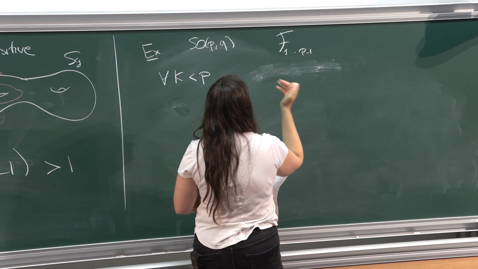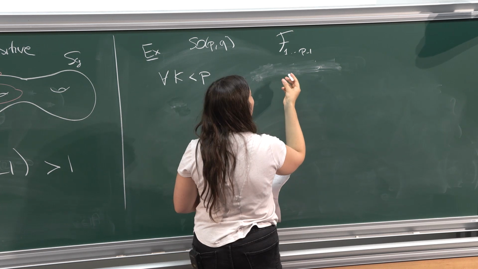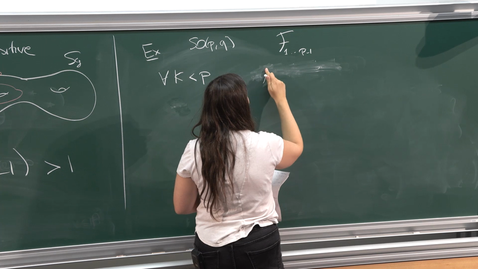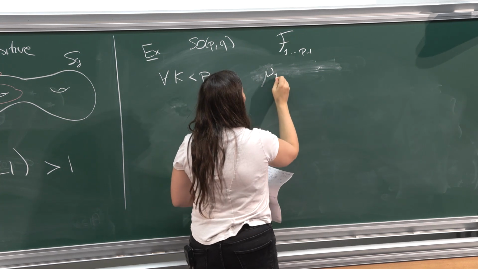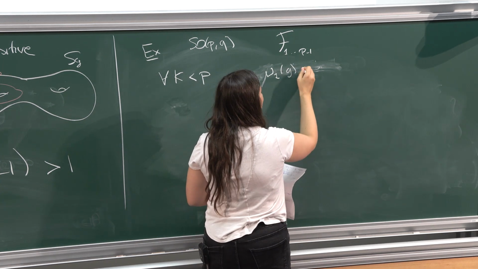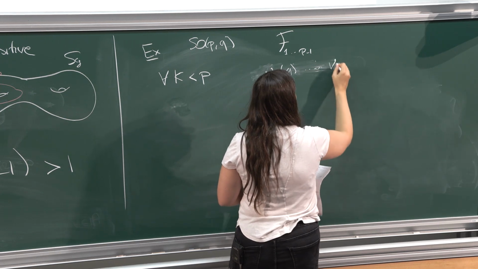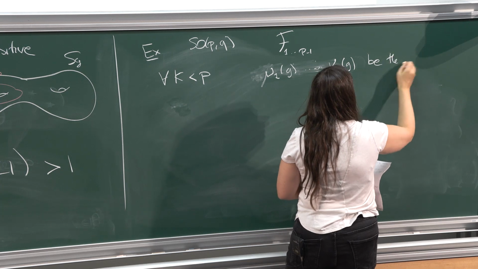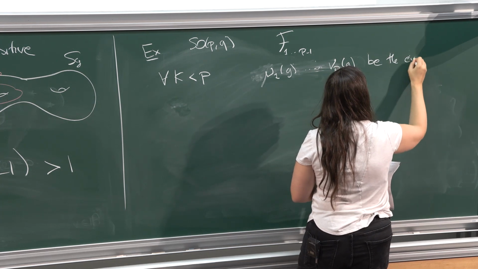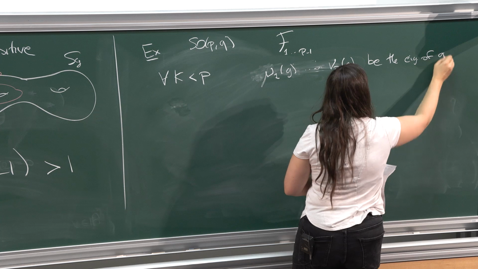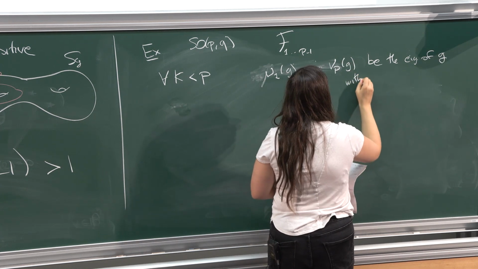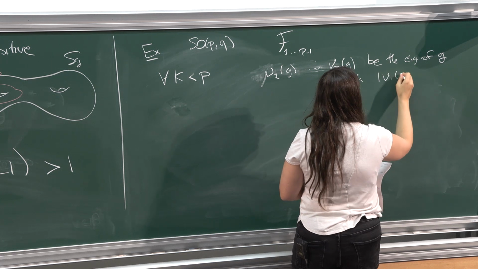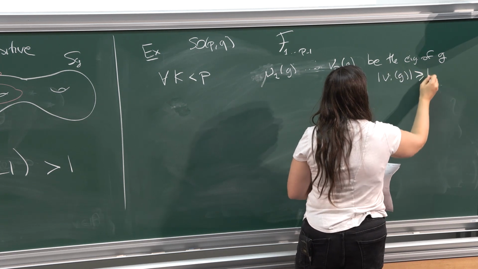Someone can tell me a letter for the eigenvalues? Let's call them mu? Yeah, mu we had as a Cartan projection. Another, nu. Let nu_1 of g up to nu_p of g be the eigenvalues of g with modulus of nu_i of g bigger or equal than 1.